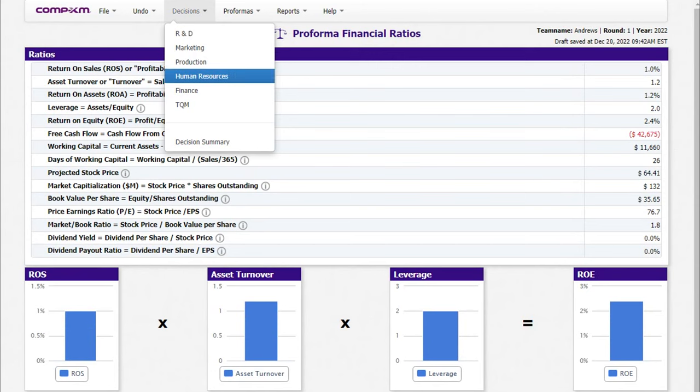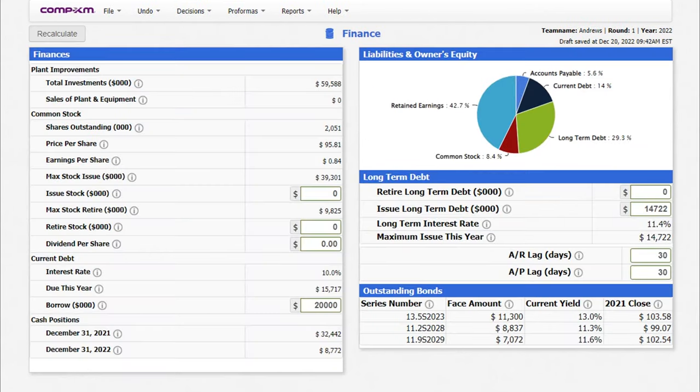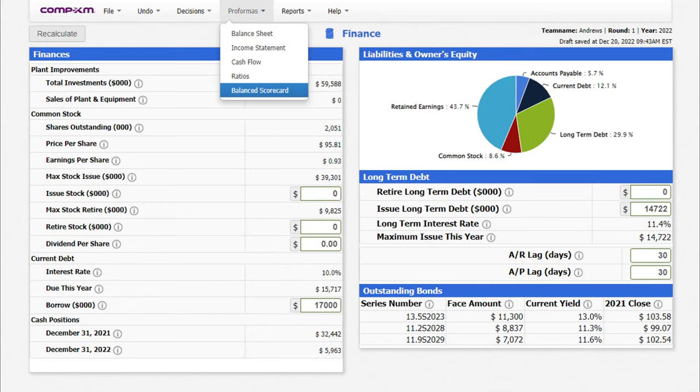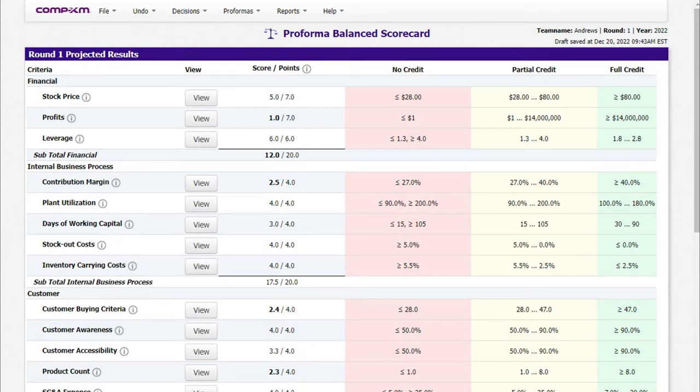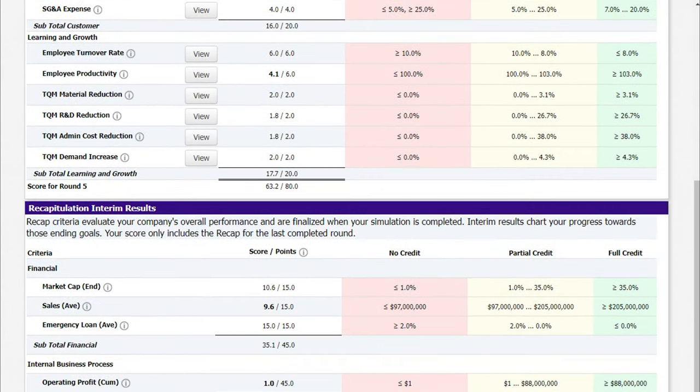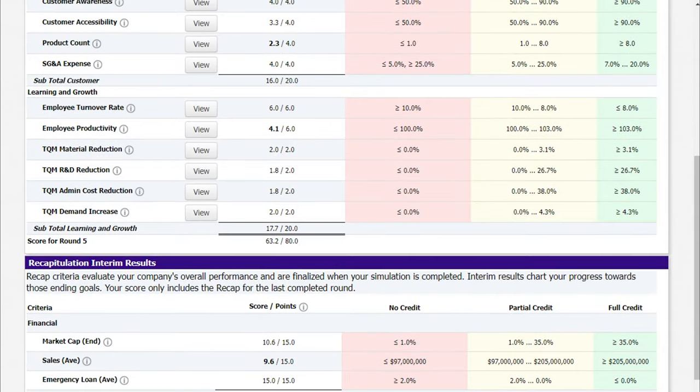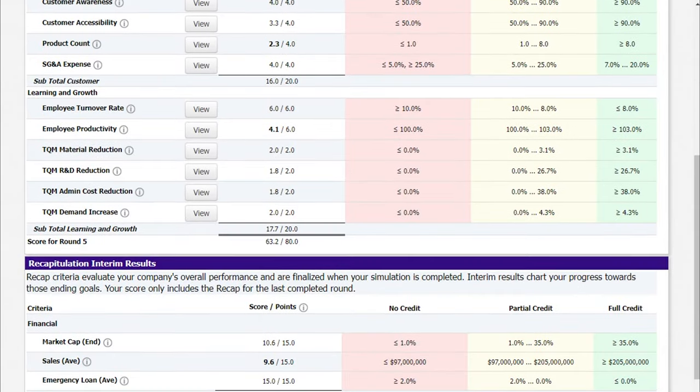Back to finance. Let's have the 17. Balance scorecard. Now you are having 3 out of 4. Total 63.2 out of 80. This is a good score.